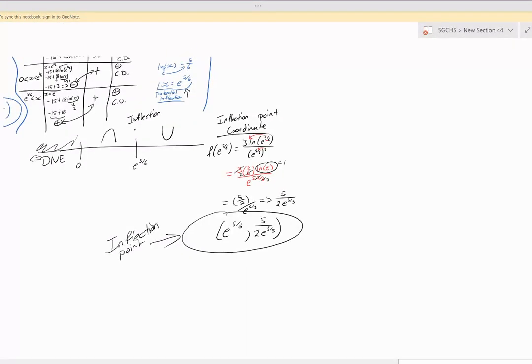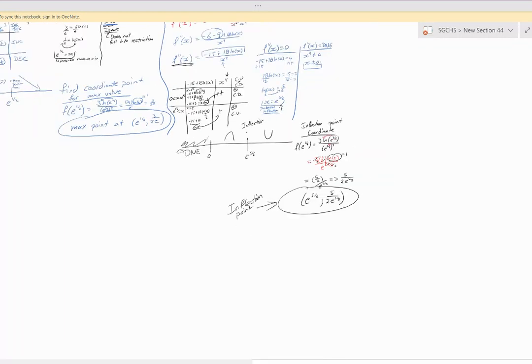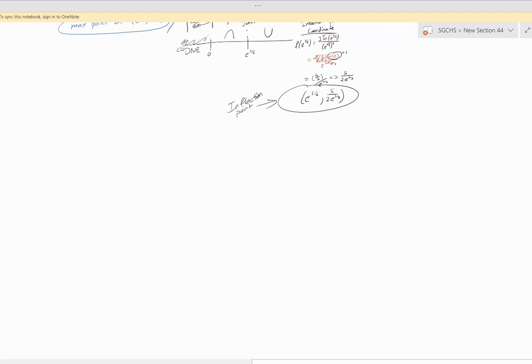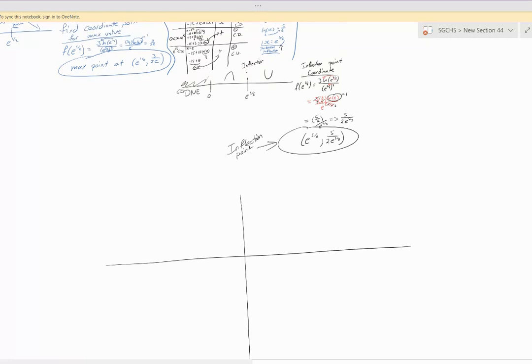You could stop there in the homework that you've been given, but just to give you an understanding, if we were to draw this graph out, we would have our max point at e to the 1 over 2, and then our y value is 3 over 2e, so somewhere around here. And then our inflection point will be somewhere found over here, e to the power of 5 over 6, and then 5 over 2 e to the power of 5 over 3.